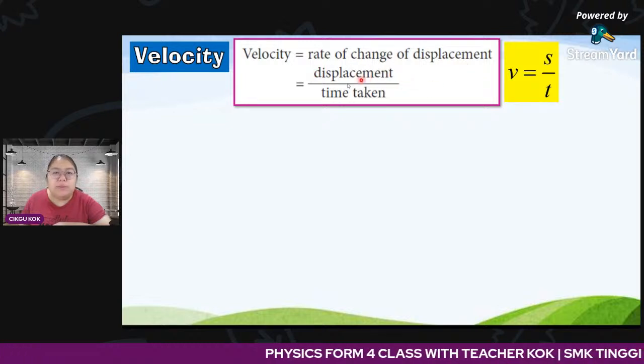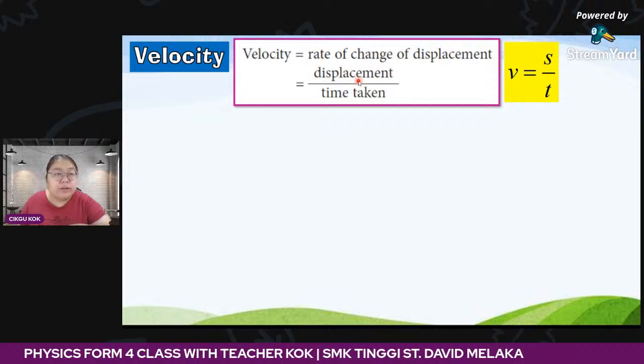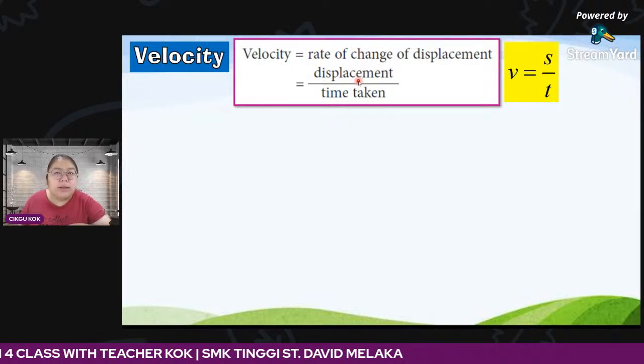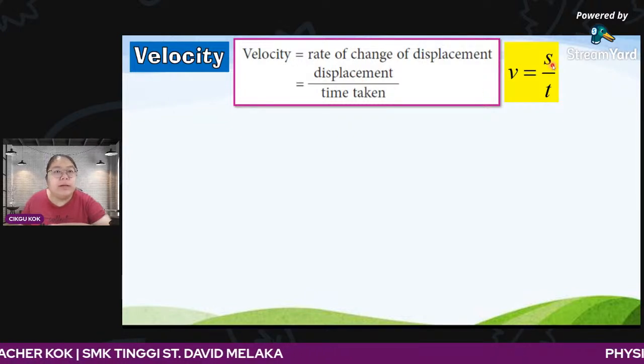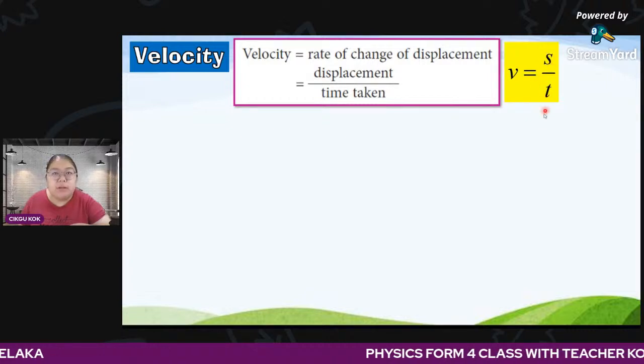Okay, now displacement over the time. So you must be careful. Now it's displacement. That means it has direction already. So you need to take the shortcut. Okay, the formula is the same. V equals displacement, we're using S, S over the T.